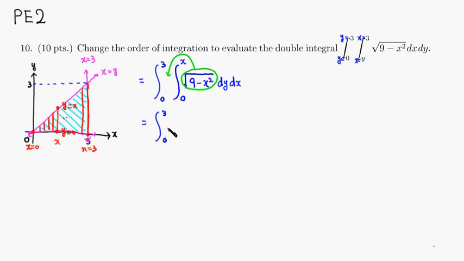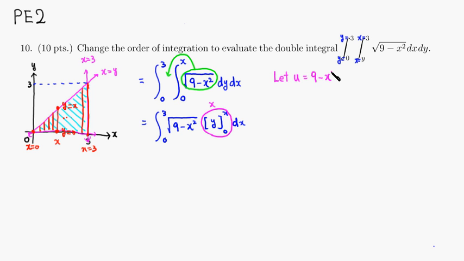The square root of 9 minus x squared is outside. Once you pull that out, you basically have 1. The antiderivative of 1 is y, and y is going from 0 to x, which gives you x minus 0, so just x. Now let's do a substitution. I'm going to let u be the expression inside the square root.